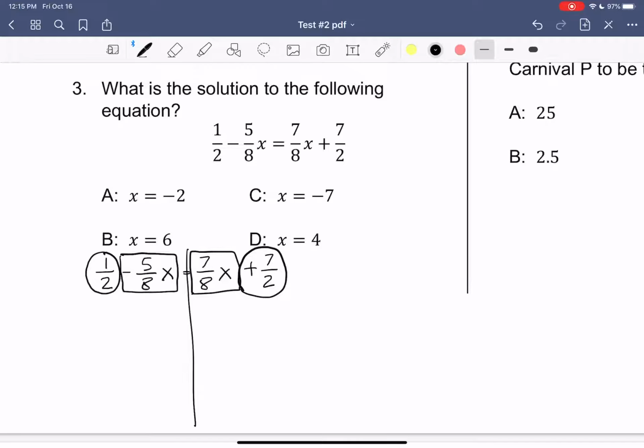So we have our 4 questions from class about variables and constants and so on. So our first one is talking about like terms. So in this case, we don't have any like terms on the left. We have a circle and we have a box, and over here we have a box and a circle. So we don't have to combine any like terms.